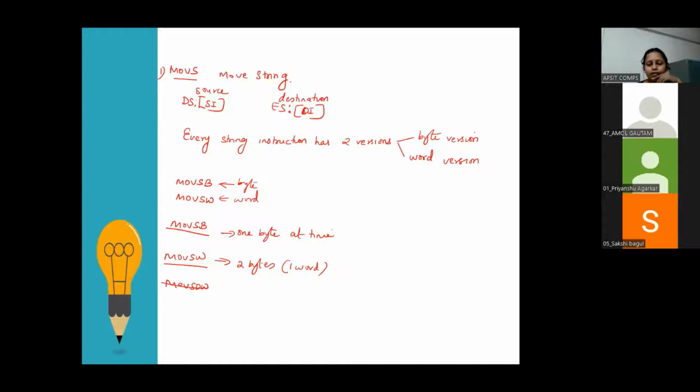Why? Whose instructions are these? Whose string instructions are these? It is 8086 string instructions. And what is the capacity of the 8086 data bus? What is the capacity of the 8086 data bus?